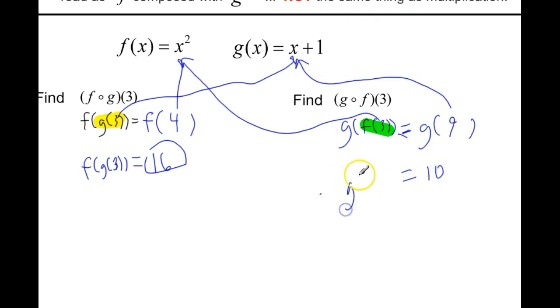So g of f of 3 is a different answer. So function composition is not multiplication. Multiplication is commutative, but function composition is not commutative. So 10 and 16 are different answers. You may notice that.